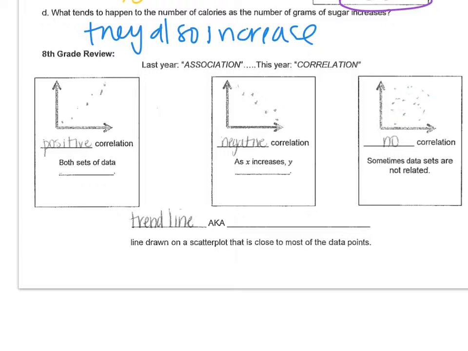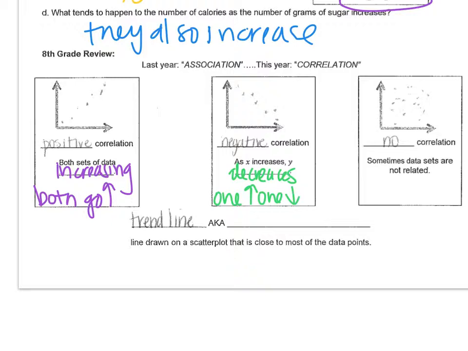When we have positive correlation, what that means is that both sets of data are increasing. So I want you to write that both go up. So both sets of data are going up. If we have negative correlation, the reason we have negative correlation is because as X increases, Y decreases. So I want you to write underneath that one goes up and one goes down. And lastly, if we have no correlation, then that's because the data sets are not related, so they're just points all over the place.